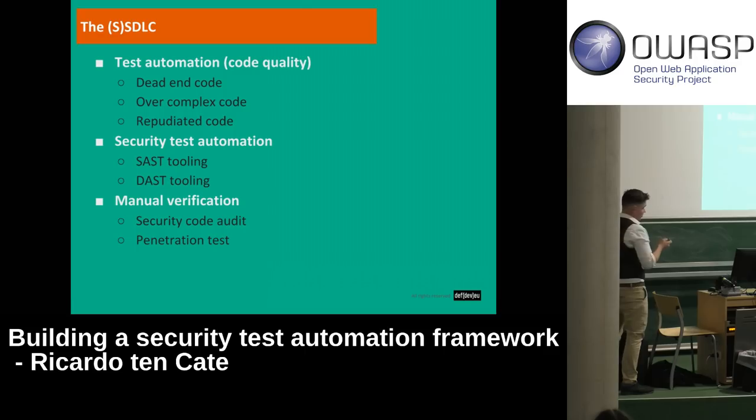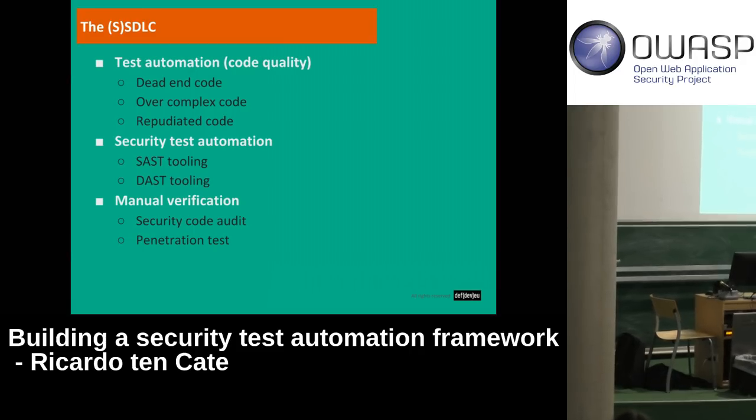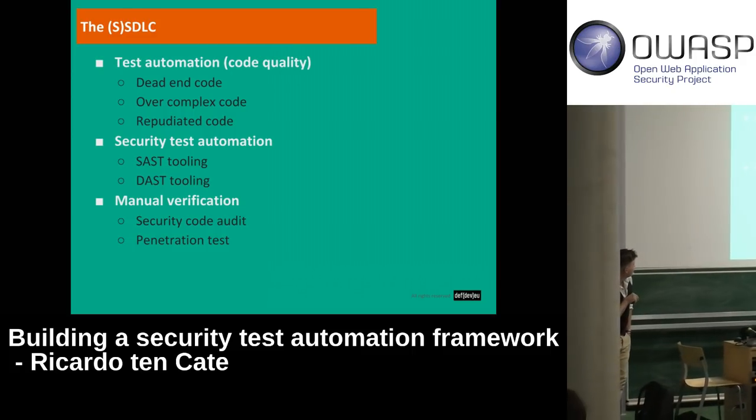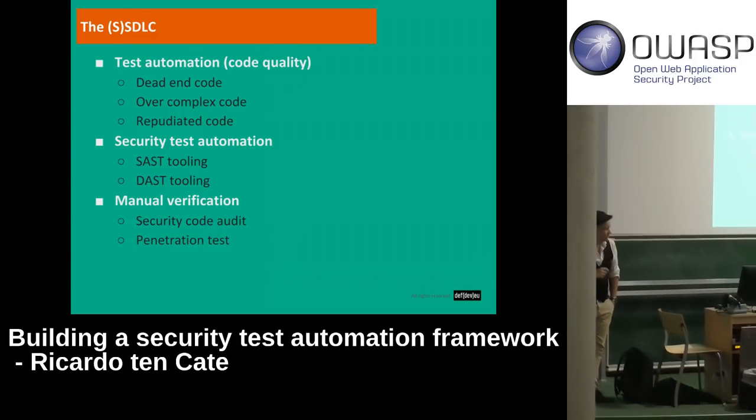So, the second step would be security test automation. For me, the most important pillars are SAST and DAST, so your static code analyzers and your dynamic code analyzers. A little while ago, I also said something about IAST. I really have to look into that to see if that's interesting. But for me, these two are very interesting.